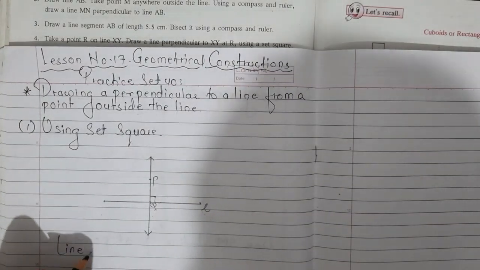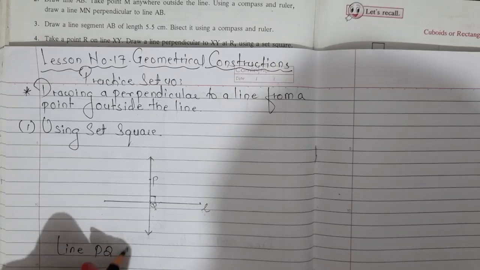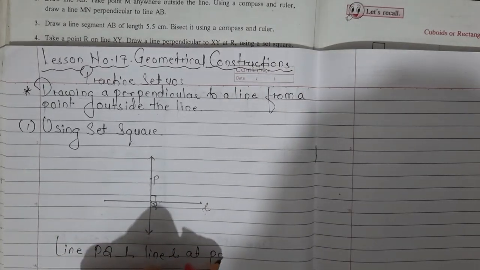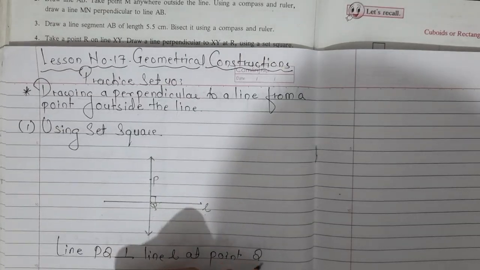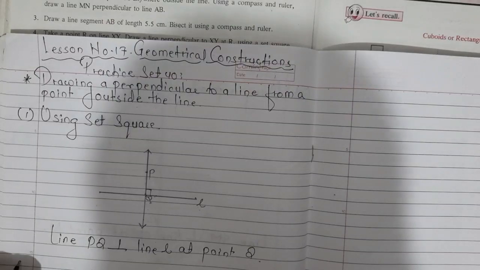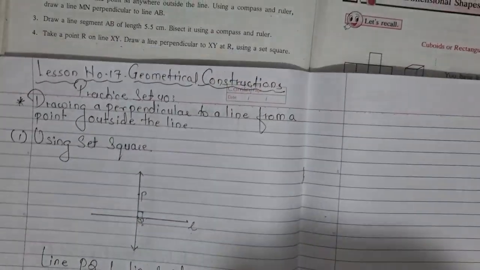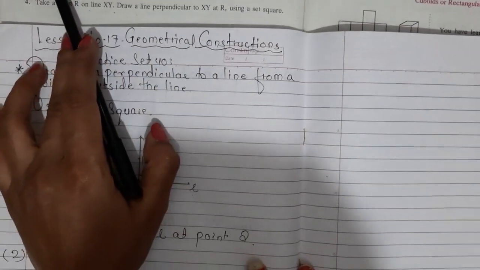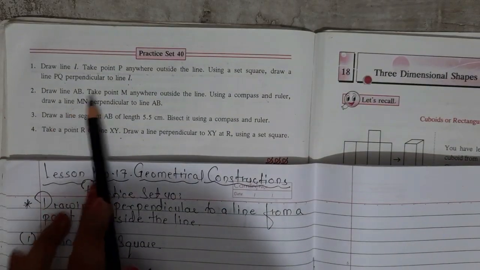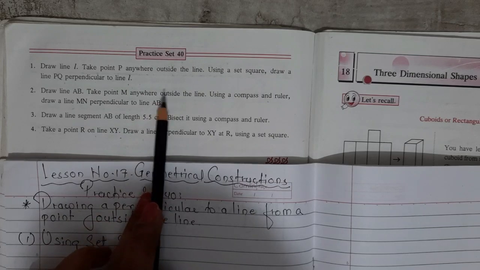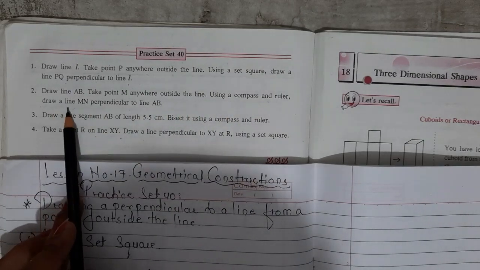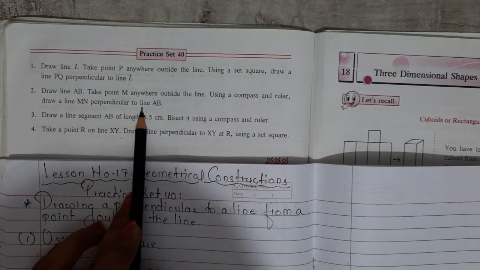So line PQ is perpendicular to line L at point Q. Now come to question number 2. Draw line AB, take point M anywhere outside the line. Using a compass and ruler, draw a line MN perpendicular to line AB.